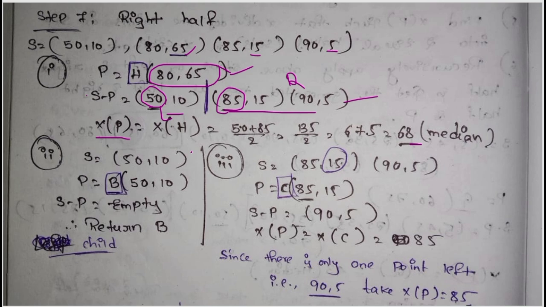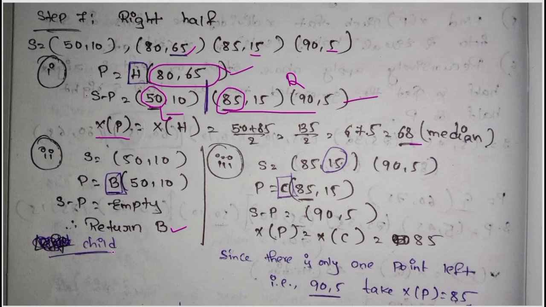So for this left side, I am going to construct the priority search tree. So the same 50, 10 I am taking. That is only one value I am having. So P is also the same. So if I find S minus P, it is empty only. So I am going to return the same, B, as the same I am going to return.